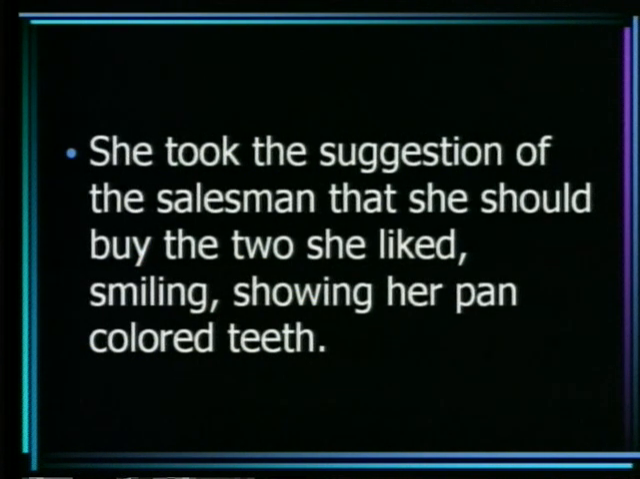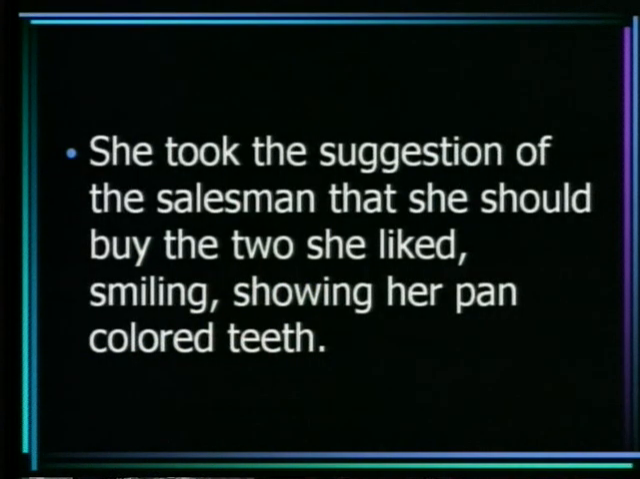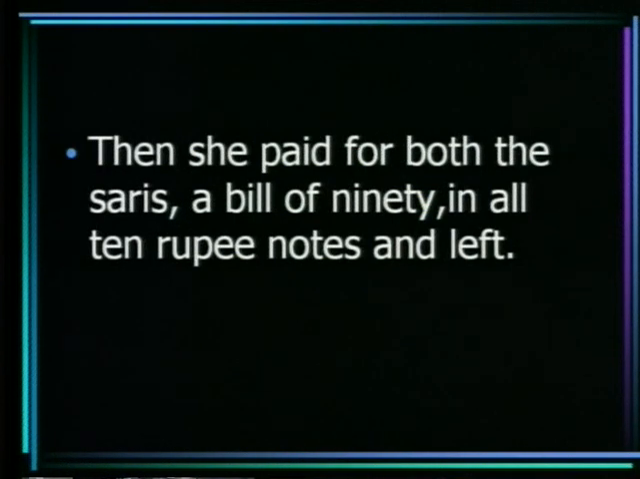Look at the way we made the sentence here. She took the suggestion of the salesman with a smile. What is the suggestion? That she should buy both the saris that she liked. Okay. Look at the sentence here. She took the suggestion of the salesman that she should buy the two she liked, smiling, showing her pan colored teeth. Then she paid for both the saris a bill of 90 in all 10 rupee notes and left.